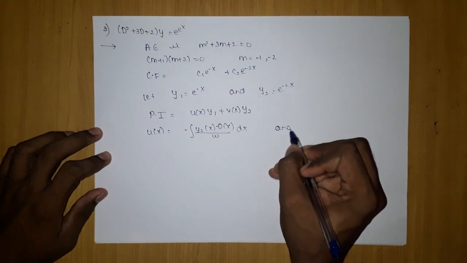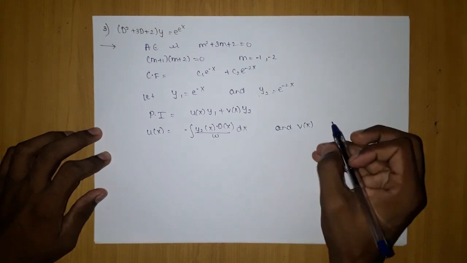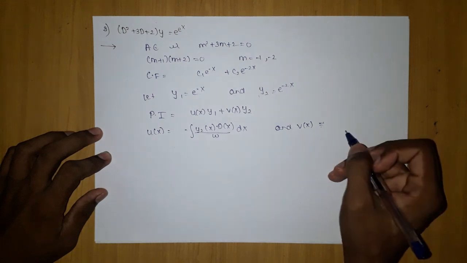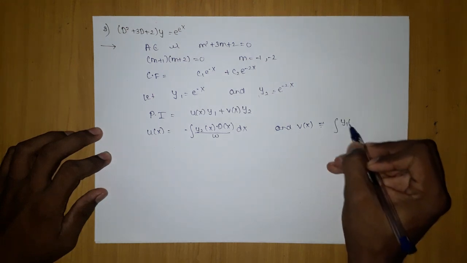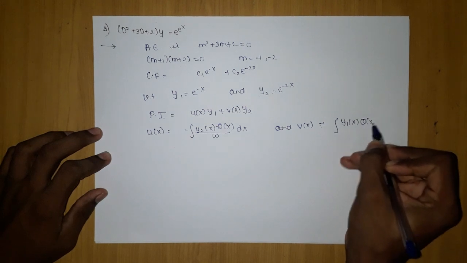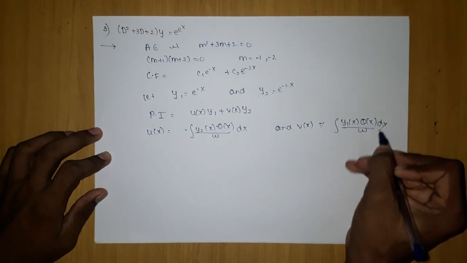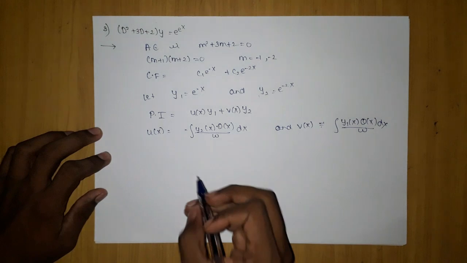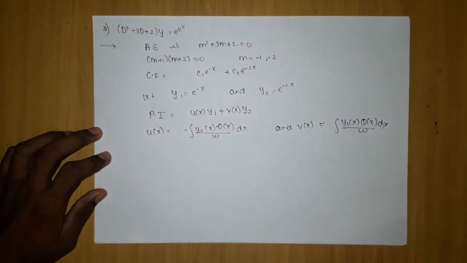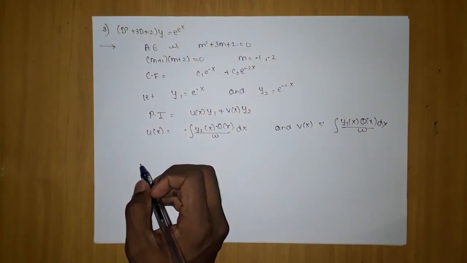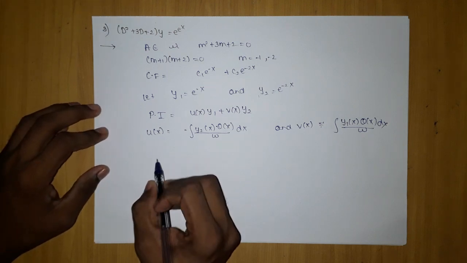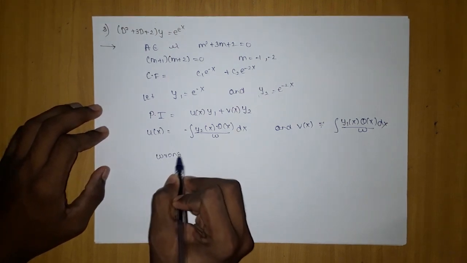My pronunciation is a little bit not that good, that's why I cannot pronounce Wronskian properly. So v of x is the integral of y1 into q of x by W into dx. Now what we are going to do is try to get W, the Wronskian.